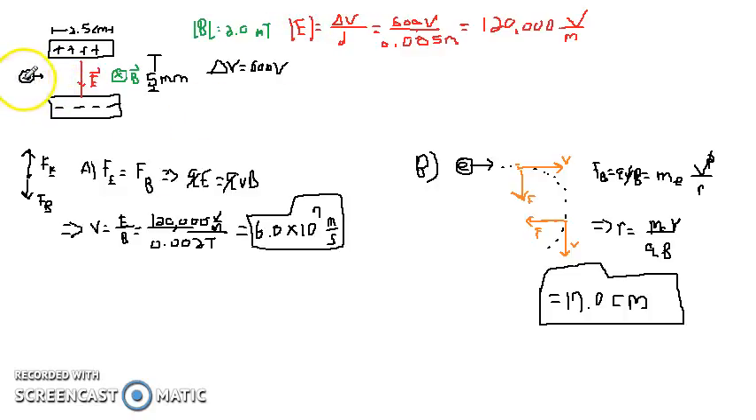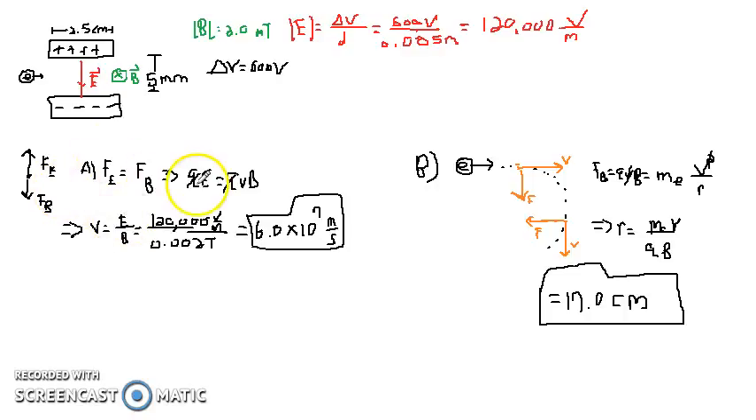So when this electron comes between the plates, since it's a negative charge, the electric force will be acting in an upwards direction. So therefore, my magnetic field must be directed into the page, which would give me a magnetic force in the downward direction, which will allow my electron to pass through undeflected because these two forces will cancel each other out. So for A, what is the electron's speed?